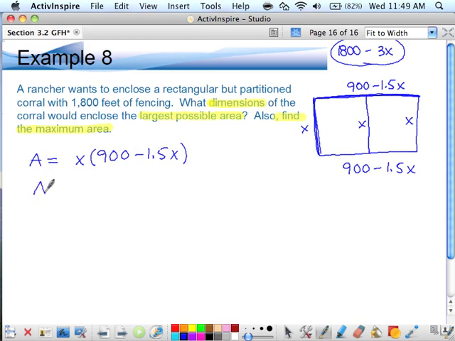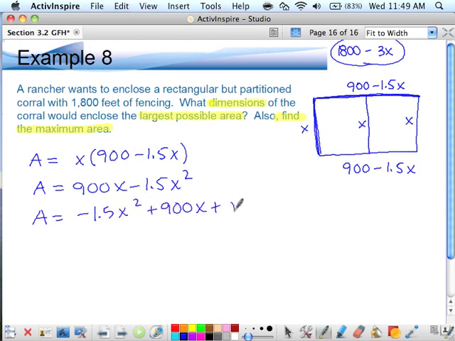So area equals 900x minus 1.5x squared. And writing that in general form, we know that the area is negative 1.5x squared plus 900x plus 0 for our c value. Anytime you want to maximize or minimize a situation that is a quadratic, you're looking for the vertex. We've talked about that over and over. So this answer is going to have something to do with my vertex. So let's go ahead and find that.